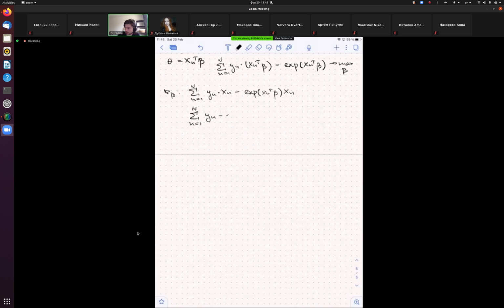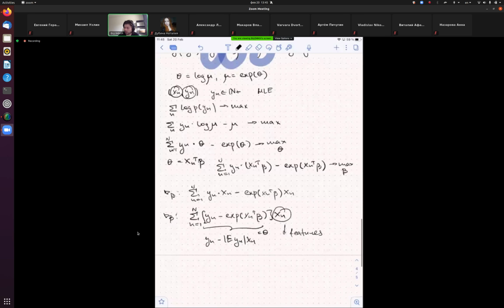We could write it in such a form, and this equals the gradient with respect to beta. You can see what this term is: these are our features. And this is the difference between the observation and the conditional expectation of this observation given x, because it is equal to theta, what we model here, the mean parameter.